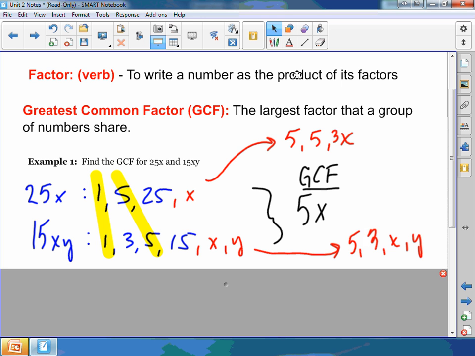Yes, Owen? That's a great question for the group. He says, what if they're all different? What if they don't share anything? Mary? They always share 1. So your GCF is 1, or you would say, in this case, they don't really have any common factors, right?